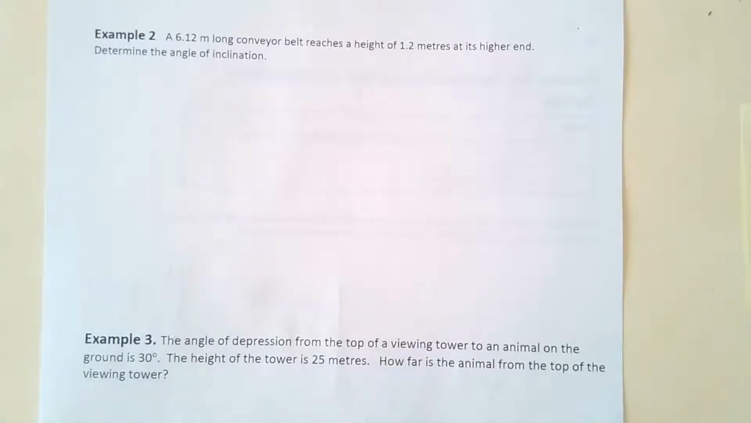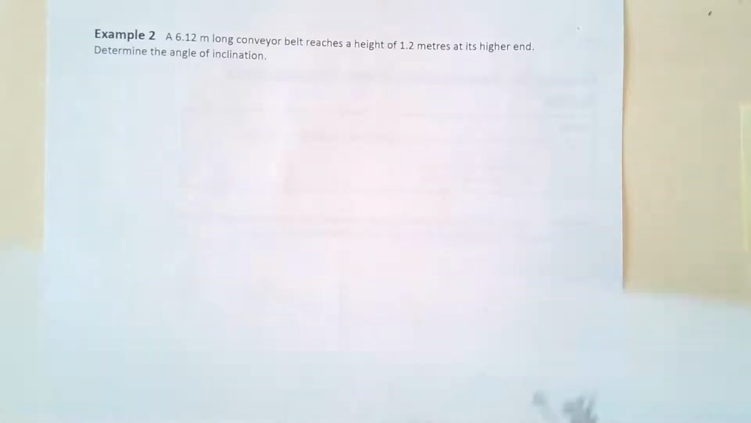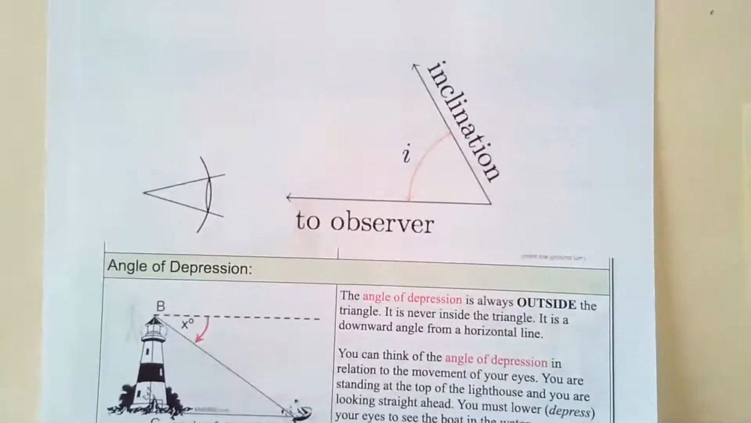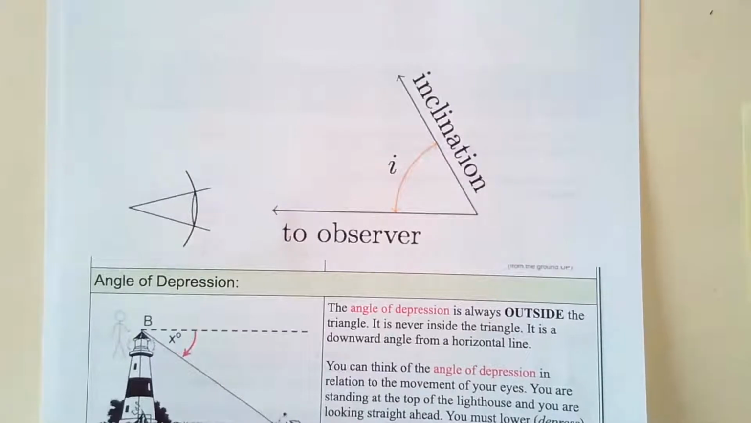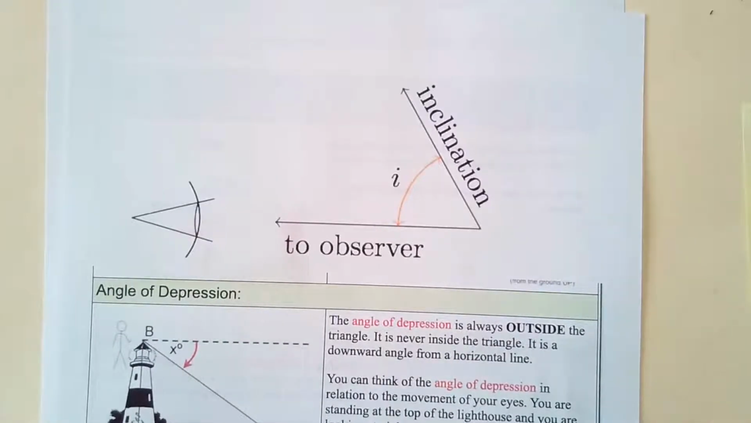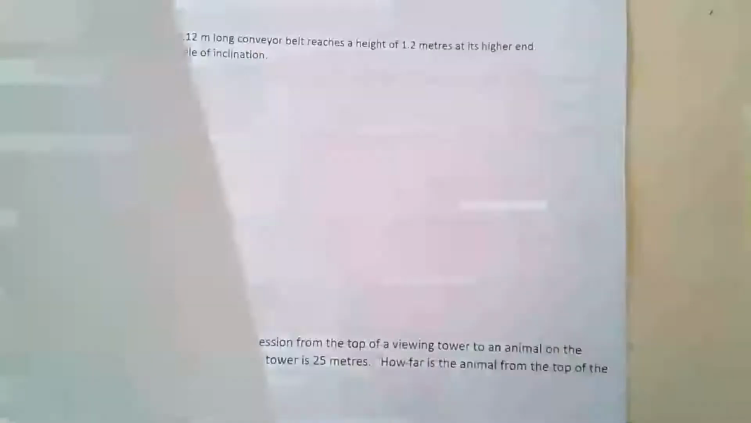In example 2, you have a 6.12 meter long conveyor belt. It reaches a height of 1.2 meters at its higher end. Determine the angle of inclination. Now, I want to look at what I mean by angle of inclination. Angle of inclination is similar to the angle of elevation.